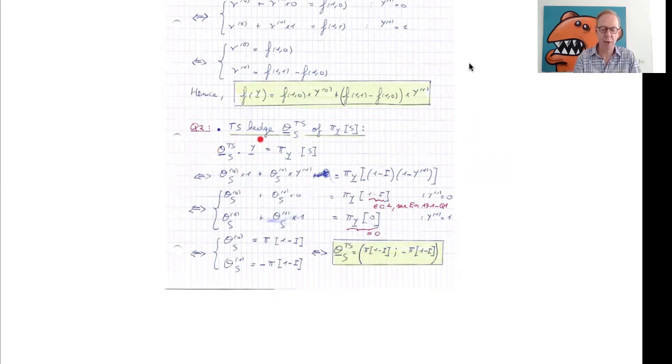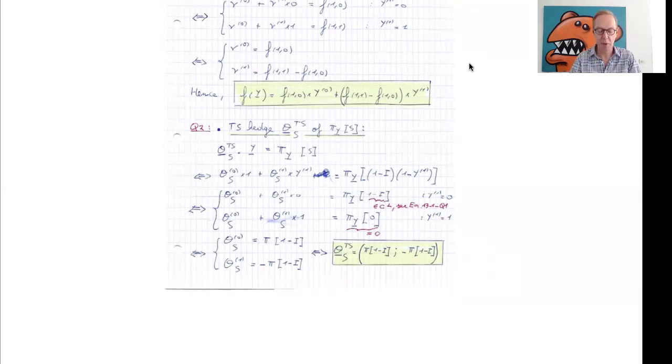The time one value of the two-step hedge of S must be equal to π_y(S). Or we write this vector product as a sum of θ_0 multiplied by 1 plus θ_1 multiplied by y_1. This must be equal to π_y(S), which is π(1 − I) multiplied by (1 − y_1). Now, let us have a look at the different cases, y_1 = 0 and y_1 = 1. This expression transforms in the first expression in case y_1 is 0. It transforms in the second equation when y_1 is 1.